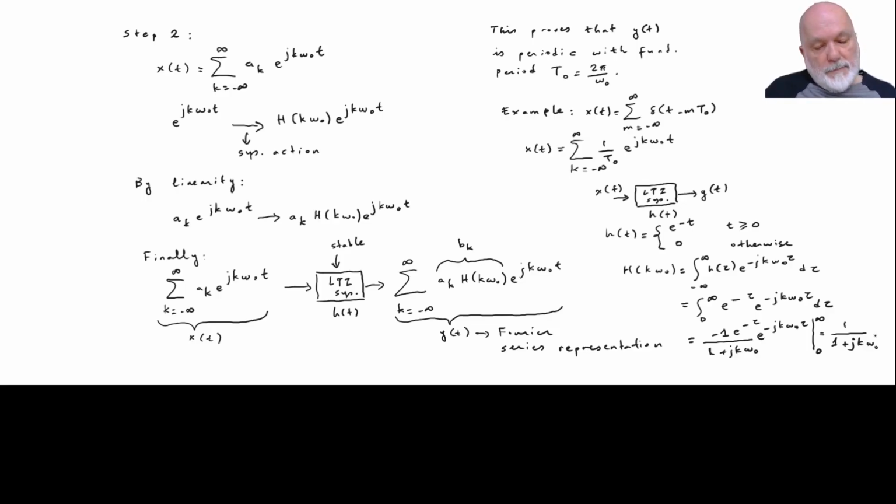Okay. So this means that our y of t will have the Fourier series coefficients bk, which is equal to 1 over T0, times 1 over 1 plus j k omega 0.